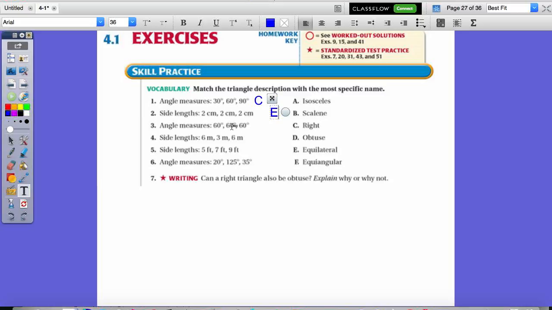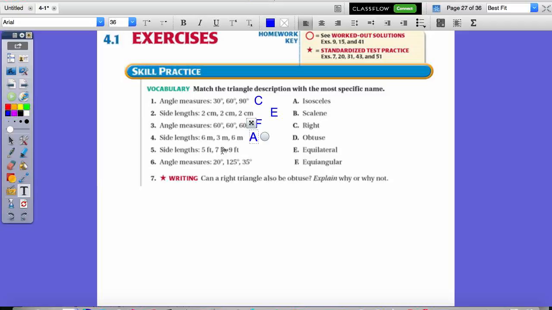Angle measures of 60 degrees, 60, 60 degrees is equiangular. Now you also notice there's 2 E's here. Oh, that actually says F. I thought that said E, though, because my point was going to be, as we'll learn later, if a triangle is equilateral, it also is equiangular. And if it's equiangular, it's also equilateral. So side lengths of 6 meters, 3 meters, and 6 meters means that 2 sides are equal. That is an A, isosceles triangle.